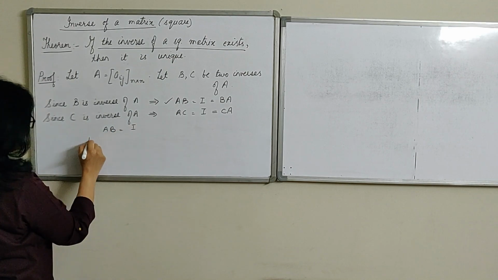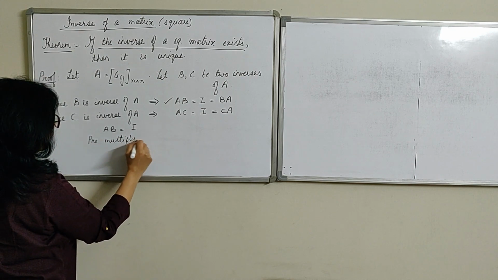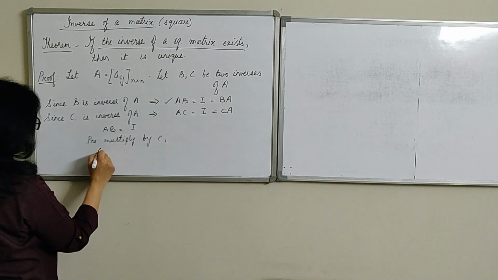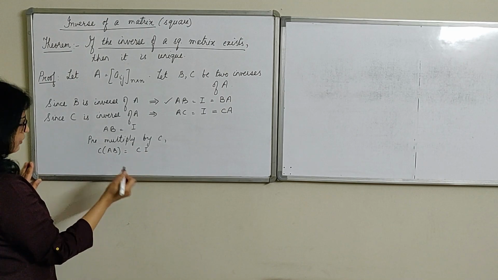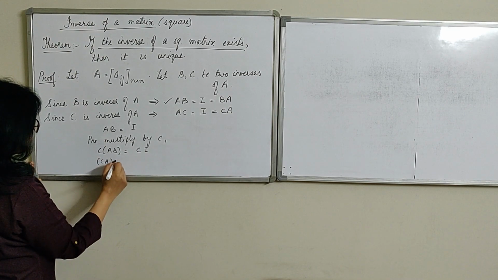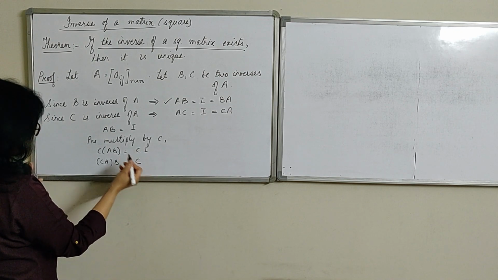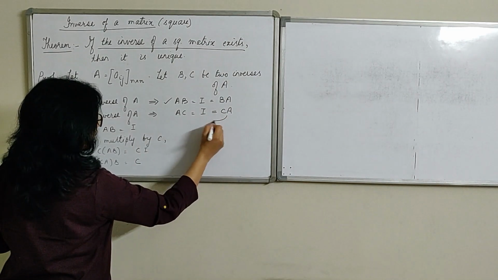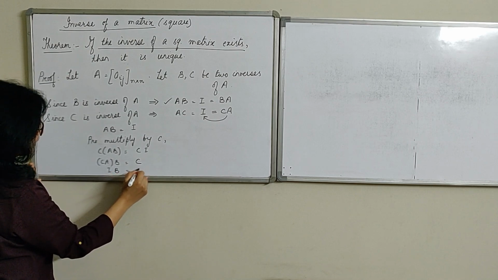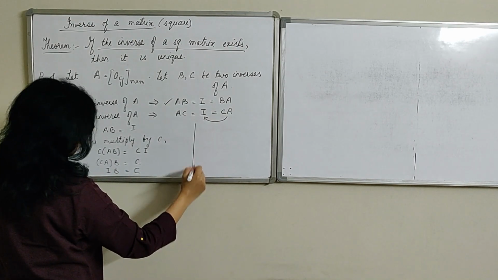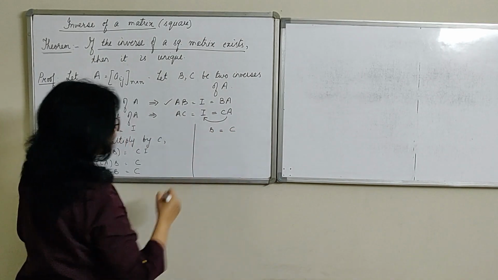AB is equal to I. So pre-multiply the equation by matrix C. We get C into AB is C into I. Because matrix multiplication is associative, CA into B is equal to C. Any matrix multiplied by the identity matrix is the matrix itself. And CA, you can see, is the identity matrix, replacing, IB is equal to C. Again, I into B is matrix B, which is equal to matrix C.